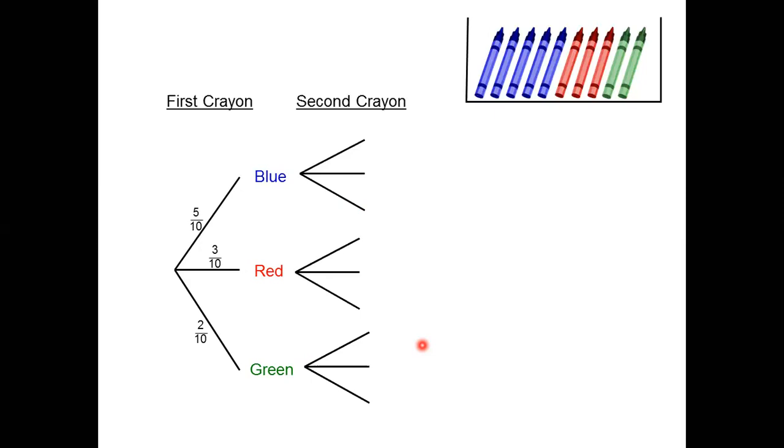So for blue, let's just fill the colors. All right, so if the second selection was a blue after the first being blue, then we have the second selection as 5 chances out of 10. The crayons remain 5 because when the first blue was taken, it was returned to the bag. So the total number of blue in the bag remains 5, and the total in the bag is 10.